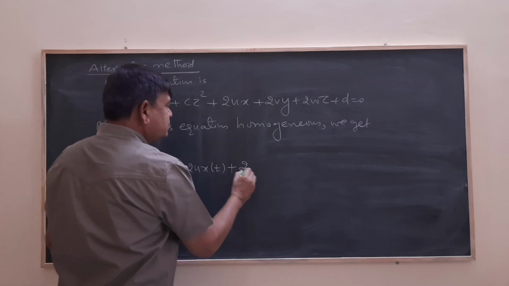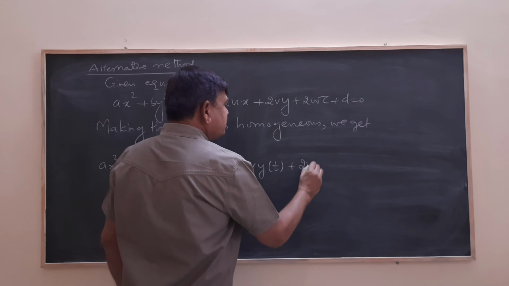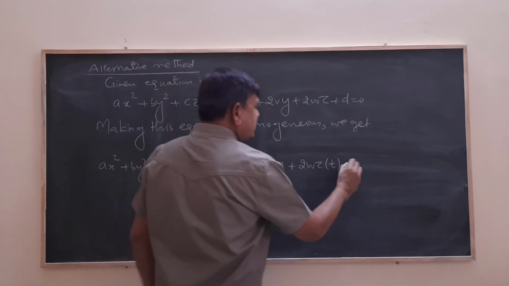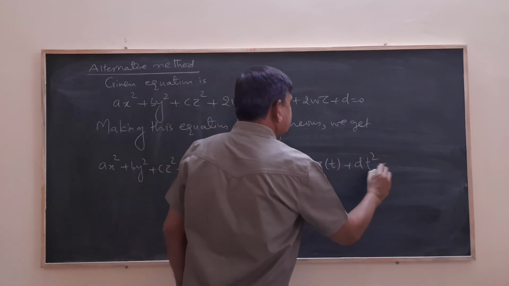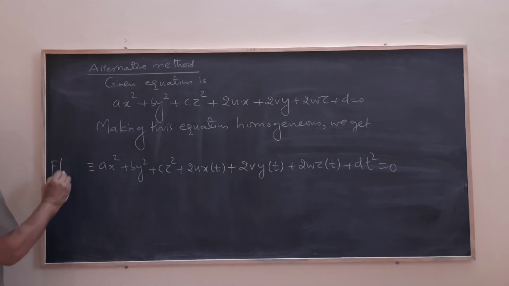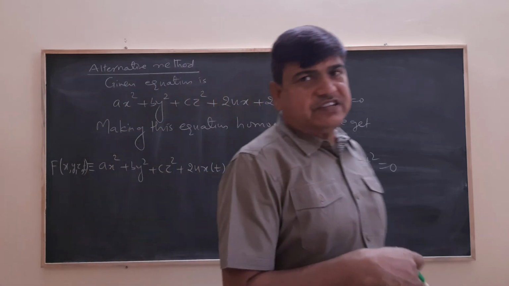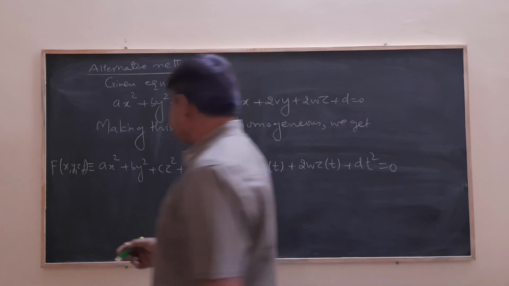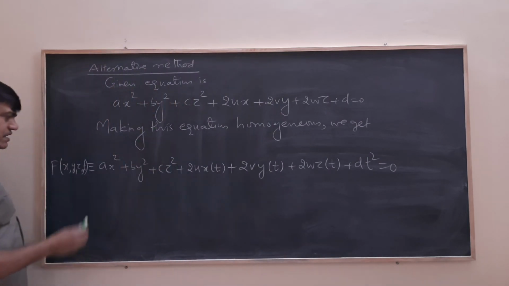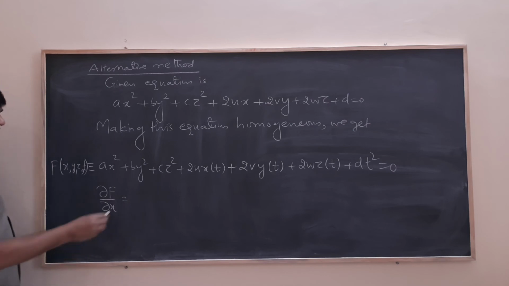2ux into t plus 2vy into t plus 2wz into t and constants are like, and this is denoted by f(x, y, z, t). This is the first step. Okay, now the second step, find the partial derivative with respect to x.